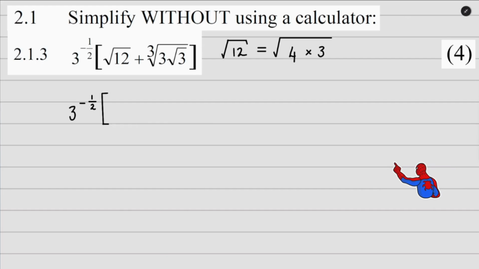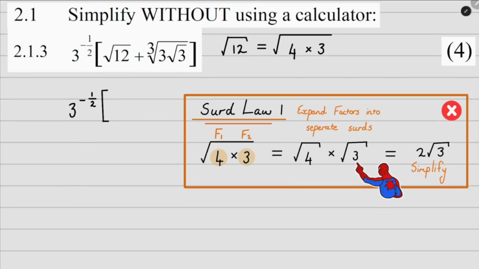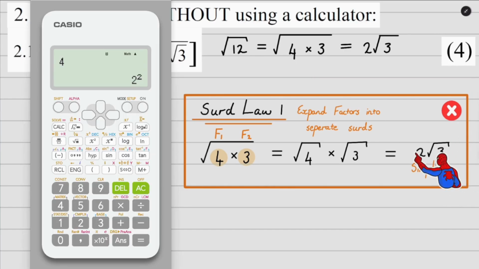And now I'm going to use a surd law. Surd law 1 states, if you have 2 factors underneath a big square root, you can expand the factors into 2 separate square roots. And the square root of 4 will just give you 2. And we can't square root 3, so we just leave it as the square root of 3. So this root 12 will simplify into 2 root 3. And you want to get comfortable enough to do that all in one step. Okay, don't tell anyone I told you, but your calculator can do this for you. Square root of 12, crispy 2 root 3 there.